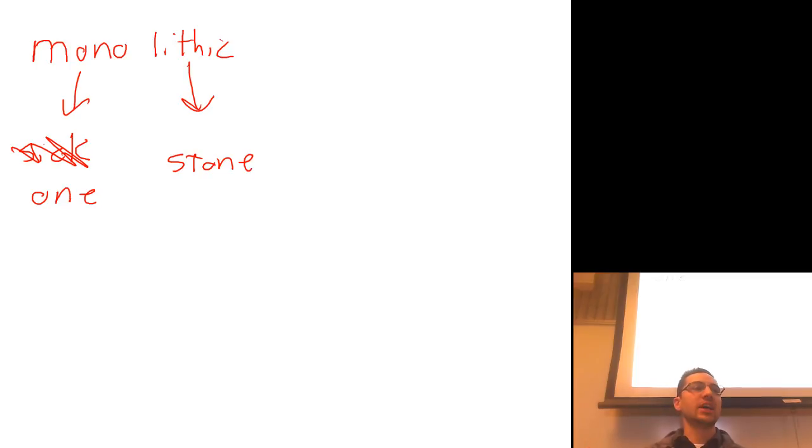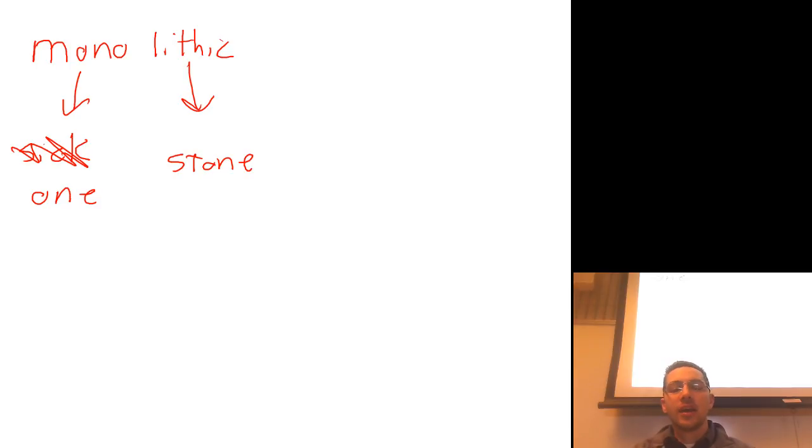Root word mono meaning sick, right? Yeah, you're very sick. Means one. Lithic, stone or rock. One giant stone. Everything is in a giant boulder that is very difficult to crack. That's not part of the monolithic design, but it works, right? Big rock, hard to crack.